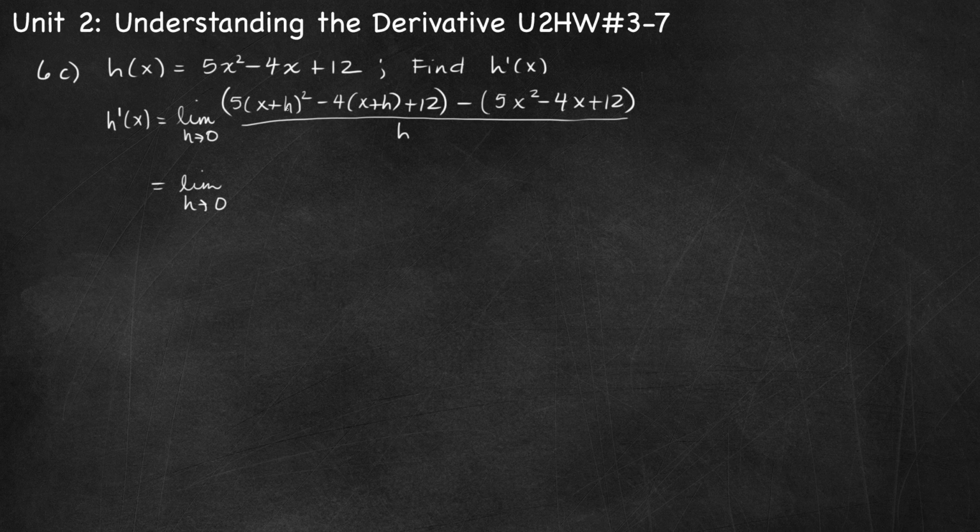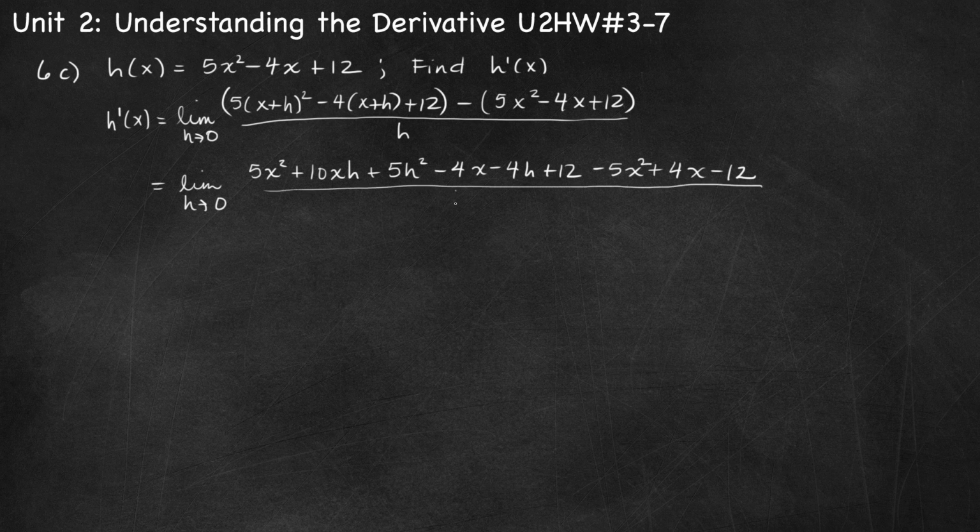x plus h squared is being multiplied by 5. So I have 5x squared. My 2xh gets multiplied by 5, so I have 10xh. Then my h squared gets multiplied by 5, so 5h squared. Now I distribute the negative 4, so I have negative 4x minus 4h plus 12 minus 5x squared plus 4x minus 12, all of that over h.